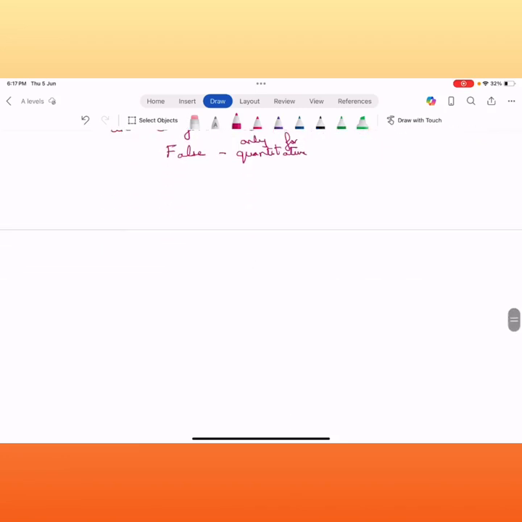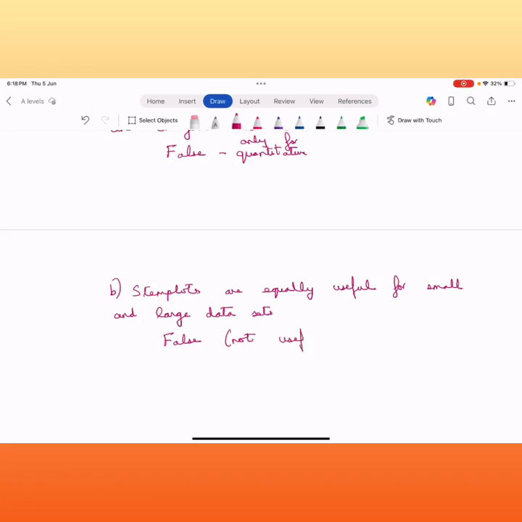Okay, let's come to the next true or false. Stem plots are equally useful for small and large data sets. So this is also false because stem plots are not useful for large data sets.